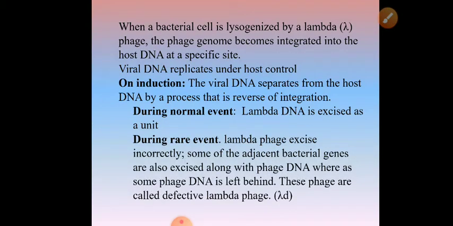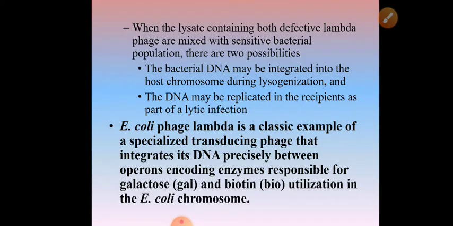When a bacterial cell is lysogenized by lambda phage, we are going to discuss specialized transduction by taking the example of lambda phage of E. coli. Lambda phage of E. coli is a lysogenic phage. Whenever bacteriophages infect their host, they either enter into the lytic cycle or the lysogenic cycle. So, lambda phage is a temperate phage of E. coli. It exists in lysogenic stage.